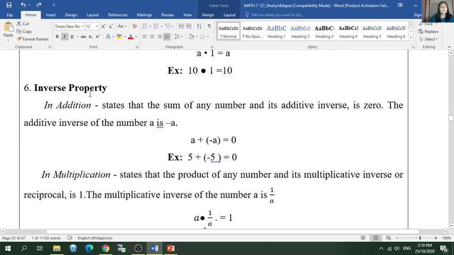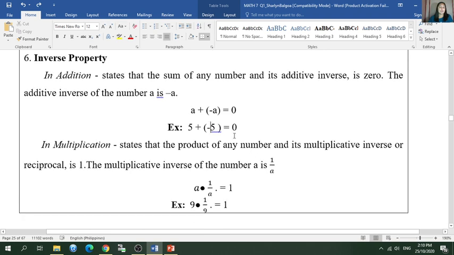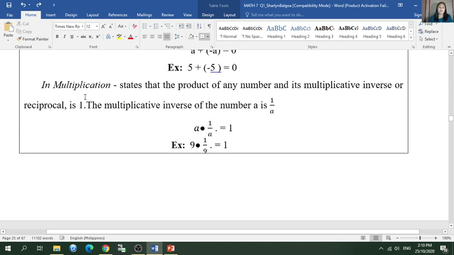Next, for the inverse property, the last property of operation on integers. So additive inverse, what will be? It states that the sum of any number and its additive inverse is 0. Okay, so we have the additive inverse. Let's say positive 5 added by its inverse. What is the inverse of positive 5? Negative 5. The result is always 0. Let's say positive 10 added by negative 10. The result is 0.